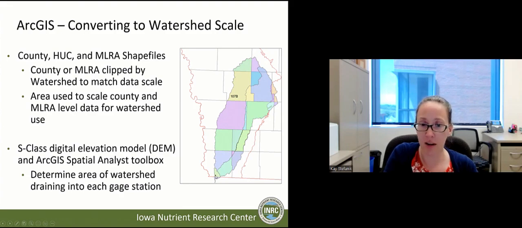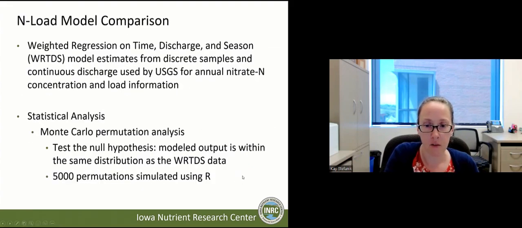So this allowed for that direct comparison between the modified end load model and the WRTDS model run by USGS, since those points are where they have information from. So once we had all of the ArcGIS information converted to watershed scale, we ran our modified end load model, and then we compared the numbers from the end load model to the WRTDS model. And this was run by someone from USGS. And then we did a statistical analysis of the outputs.